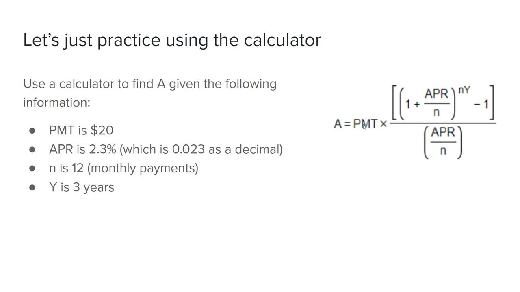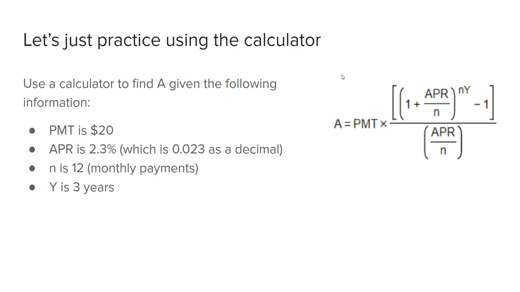I'd like you to take a few moments, pause the video, plug those numbers in, and we just want to see if we can use this formula appropriately. So these are all of the numbers we have on the right side, and we're solving for A here, the future value of the account. So just to make sure that we understand, we are putting $20 in for monthly payments, so each month, and we're doing that for 3 years. So that's 36 total installments. Our annual percentage rate should be 2.3% or 0.023 when you type that in.